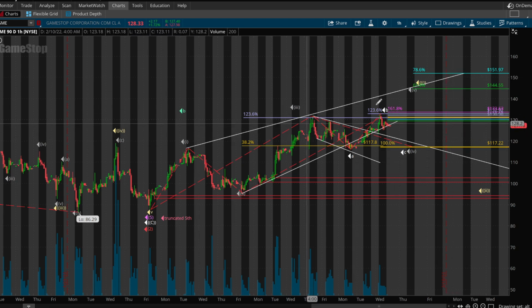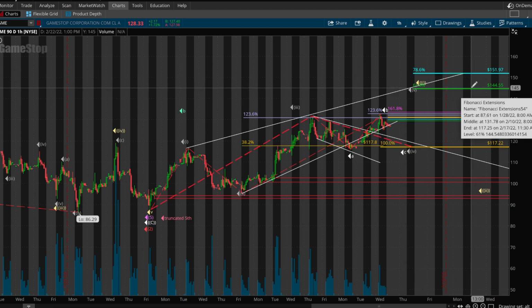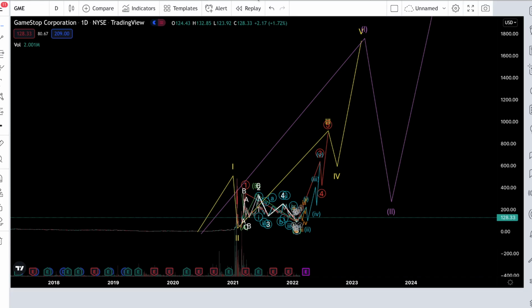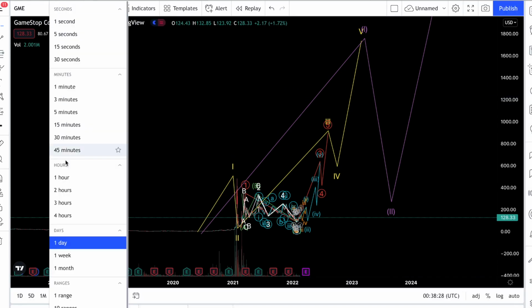But again, tying into the idea of the diagonal, if we're looking at 1, 2, 3, 4, or 4, doesn't matter, pretty much the same thing, then the 5 should come up and finish between 144.5 and about 152. And then again, let's go back to the trading view and, oops, sorry.